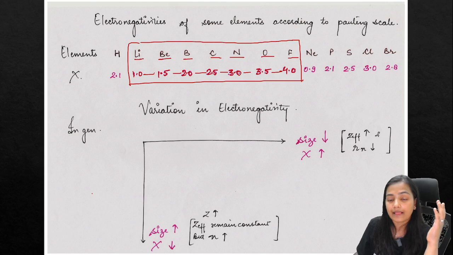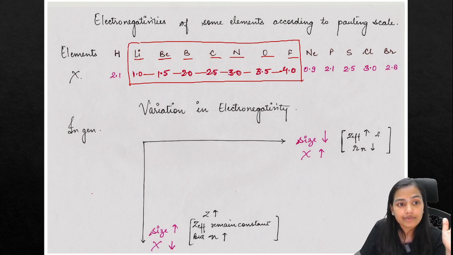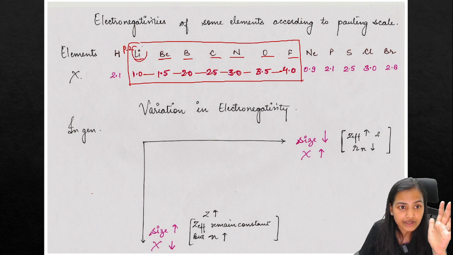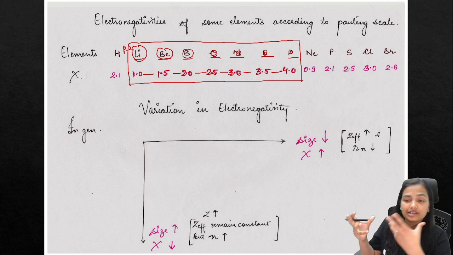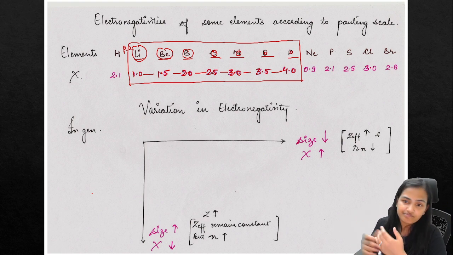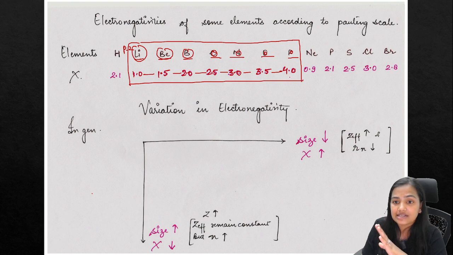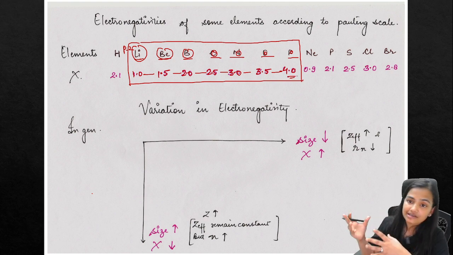Okay, very simple. So we can see that in the period number 2 elements, as we are going from left to right, as we already know, the Z effective increases, and as the Z effective increases, the size decreases and the electronegativity increases. Okay, simple. So yeah, we can say that the electronegativity values are increasing.